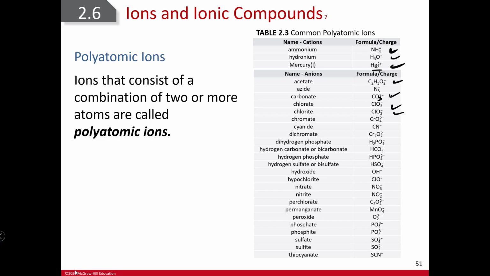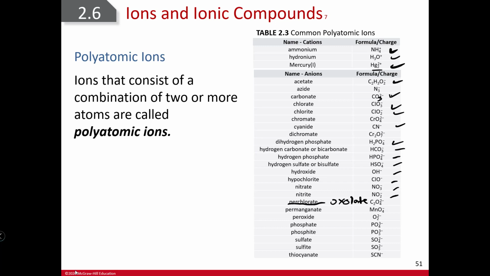We're going to skip the chromate. You need to know the cyanide. You need to know that one, that one, and the rest in that row. We'll skip the oxalate. This one's named incorrectly. Look at that. There's a lot of typos here. This is oxalate. You don't need to know that one.